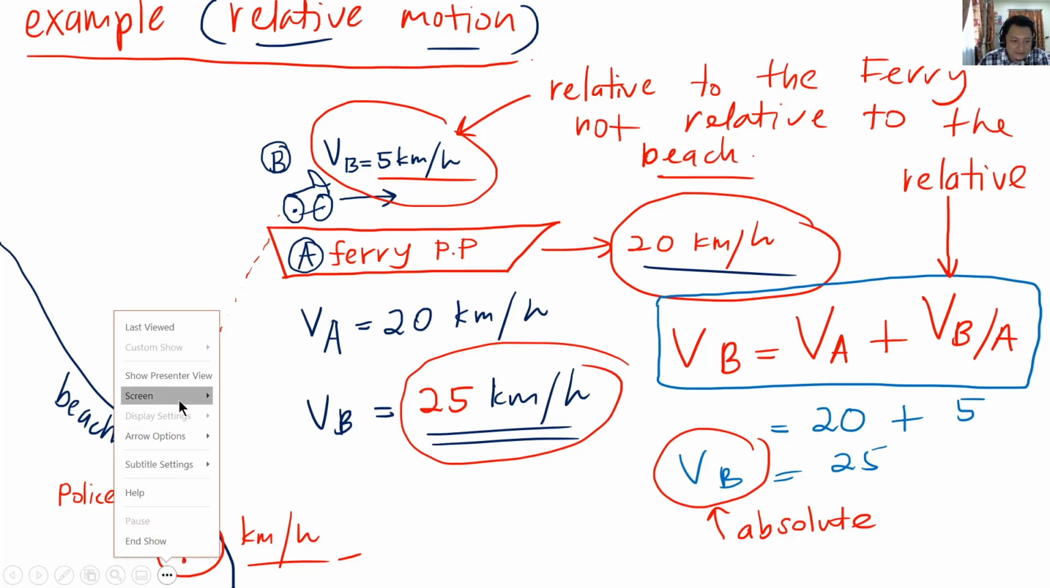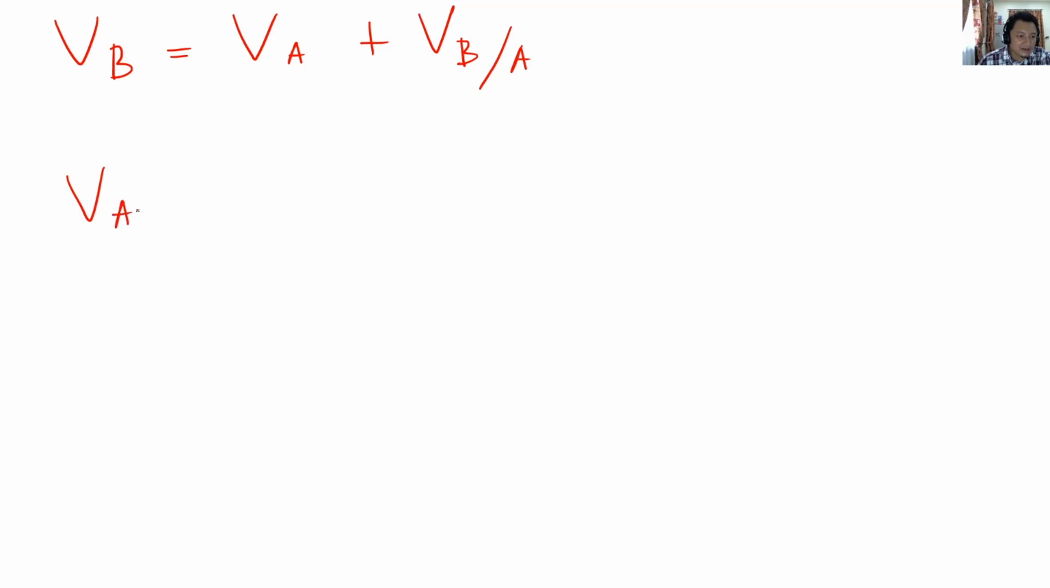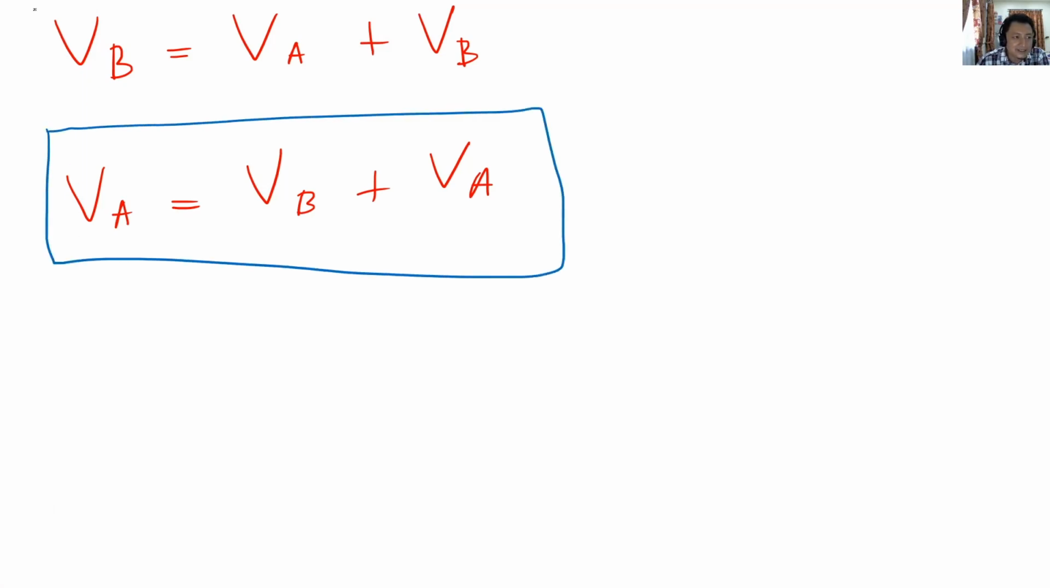Let's do one more example. Screen. White screen. Another white screen. So let's put it down. VB equals VA plus VB, but relative to A. If you want to find VA instead, VA equals VB plus VA relative to B. It's reversed. Can you understand? If you don't remember, just draw this and this.